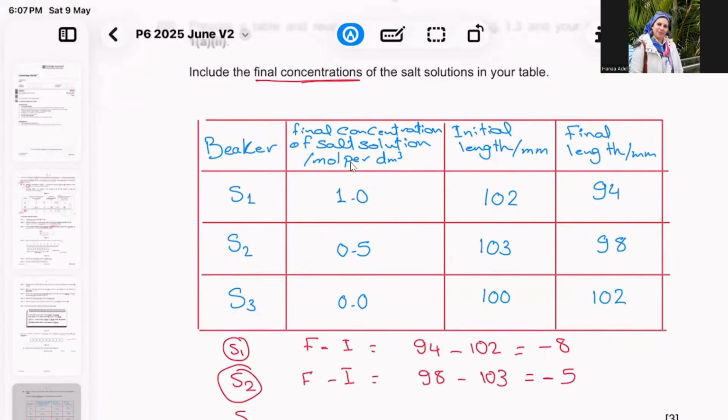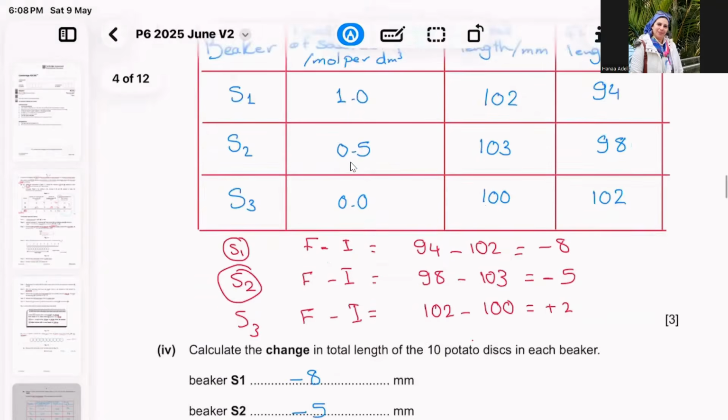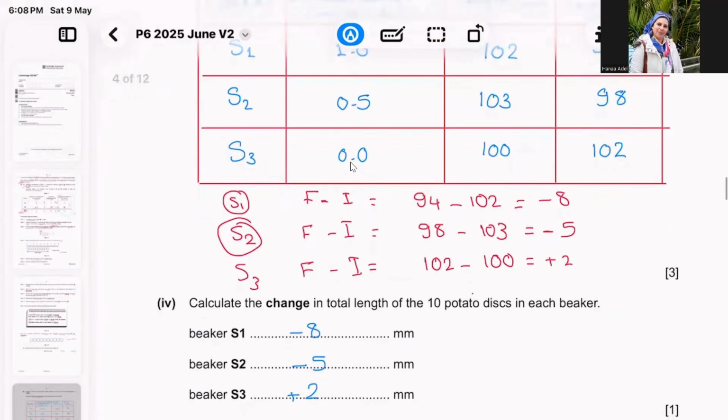What about S3? Final minus initial is 102 minus 100, so it gives us positive 2. This means that it increases by 2. So this is my answer: beaker S1, negative 8 millimeters, so it decreases by 8. S2, negative 5, so it decreases by 5. And S3, plus 2, it means that it increases by 2.